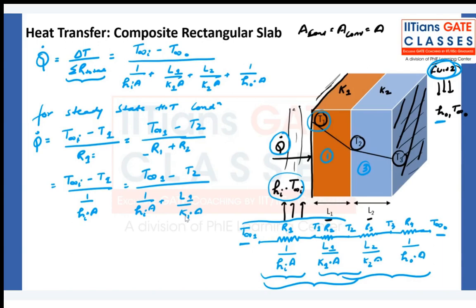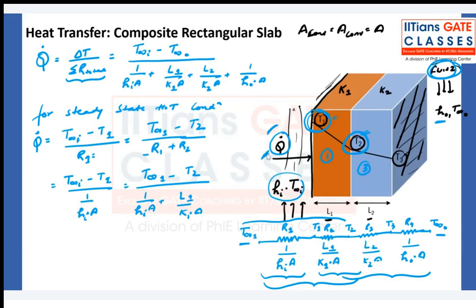But here, steady state condition means this temperature difference is not changing with time. If you need to keep T1 constant, then the same amount of heat is to be transferred. Similarly, if you want to keep this temperature constant, then only this heat will be transferred. So if you want that the temperature must not change with time, you need to transfer the same amount of heat in the whole body. Okay, is it clear? This much is clear or not?